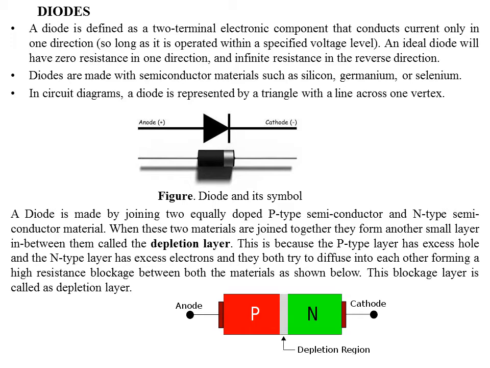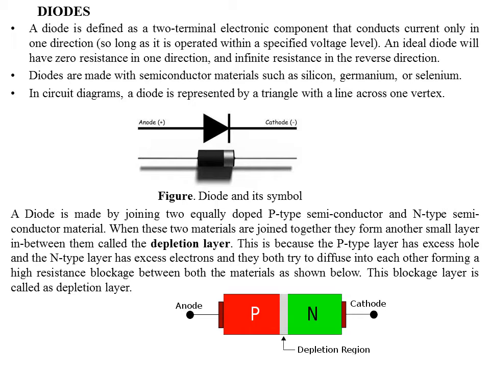Based upon the nature of the voltage applied, that is a positive voltage or a negative voltage applied to the anode or to the cathode, two types of conditions exist. One is called forward biased condition, another is called reverse biased condition. So what is forward biased condition? We shall know it first.